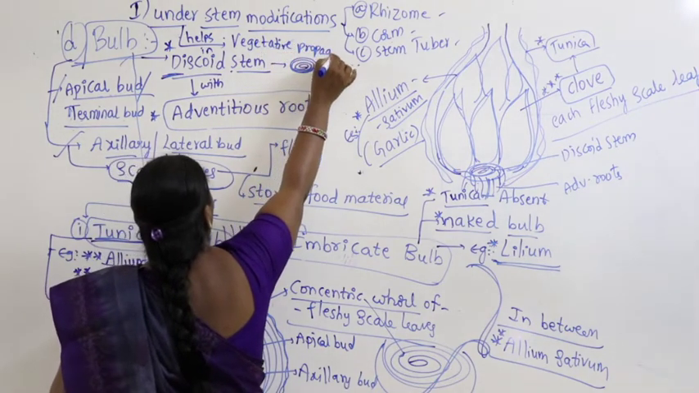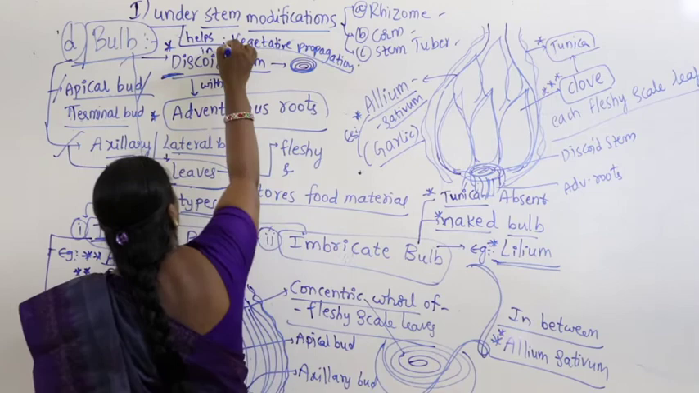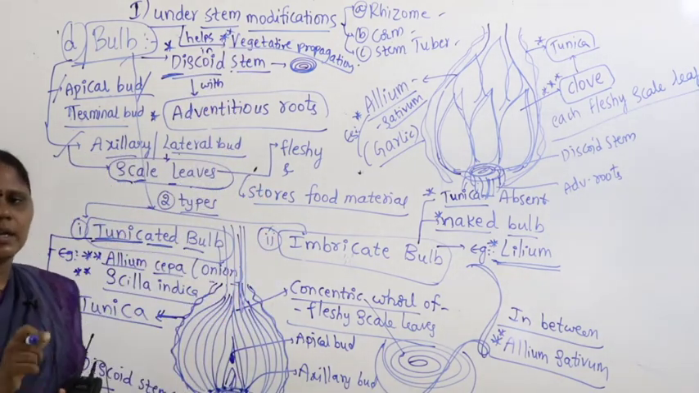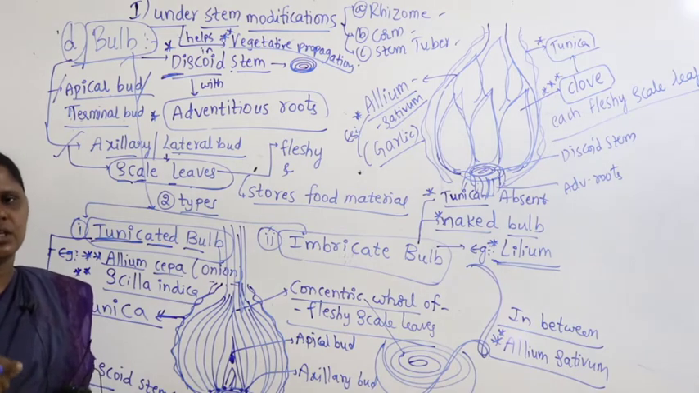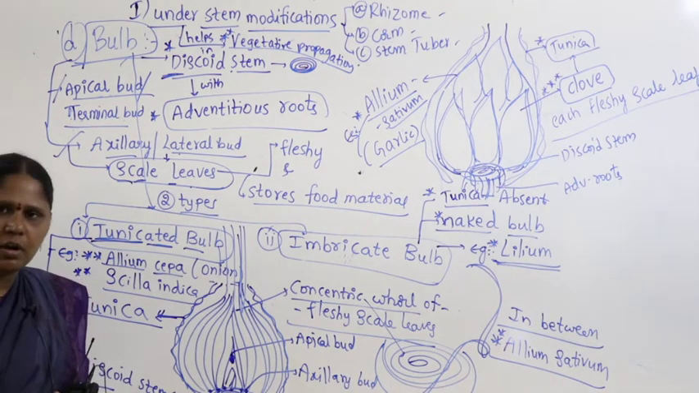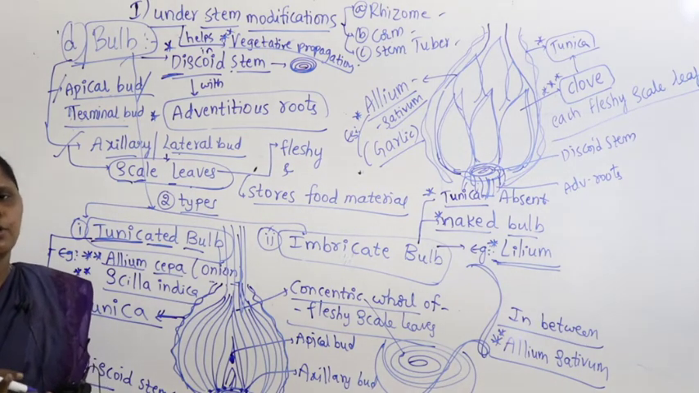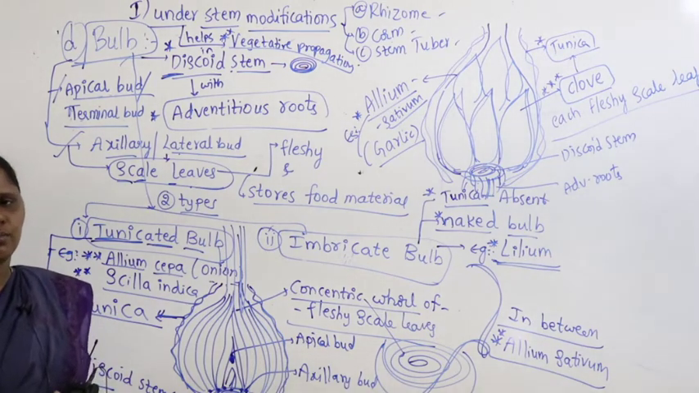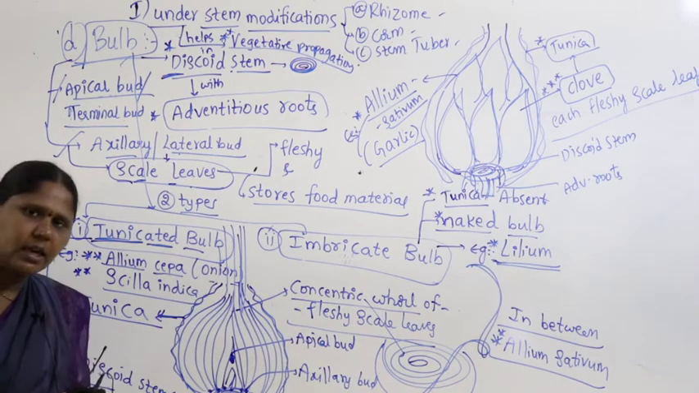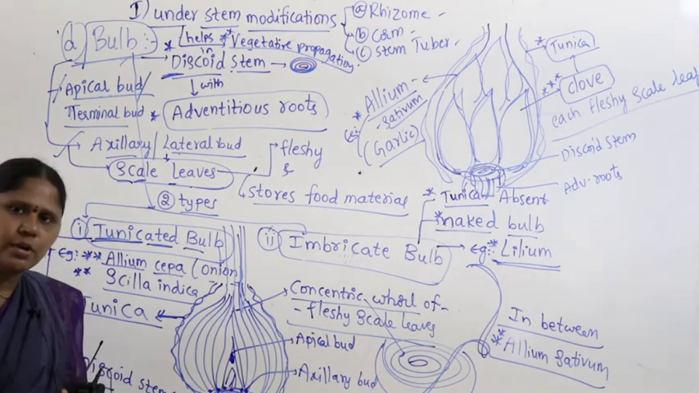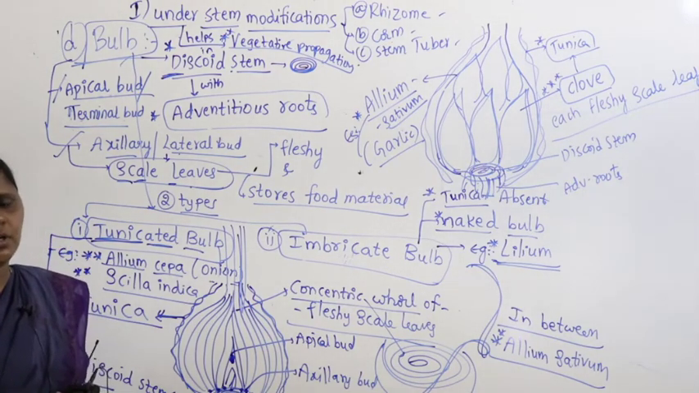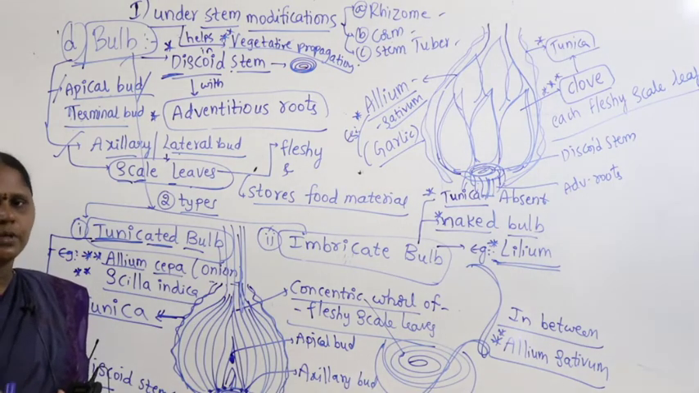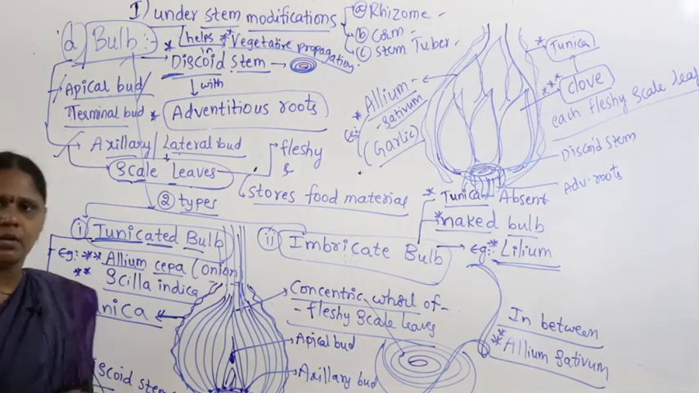Involved in vegetative propagation. What is the important statement? All underground stem modifications are involved in vegetative propagation. This is the fourth category under underground stem modification. The stem is underground, it penetrates into the soil and it stores food. It is of four types: rhizome, corm, tuber and bulb. Right?